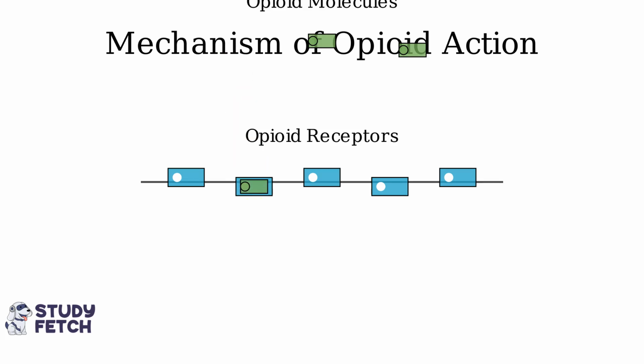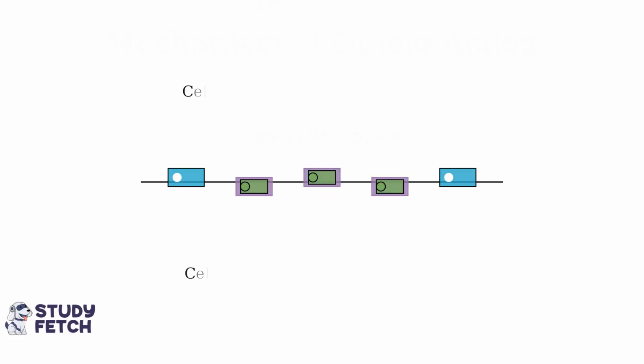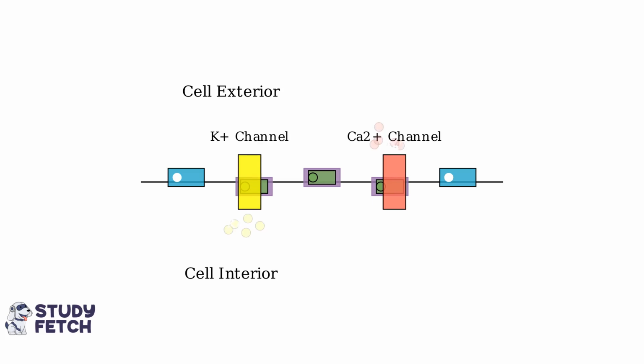When an opioid binds to its receptor, it triggers a series of important changes in the nerve cell. One key effect is hyperpolarization of the neuron. This happens when opioids cause potassium channels to open and calcium channels to close. When potassium channels open, potassium ions flow out of the cell, making the inside of the cell more negative. At the same time, calcium channels close, preventing calcium ions from entering the cell.